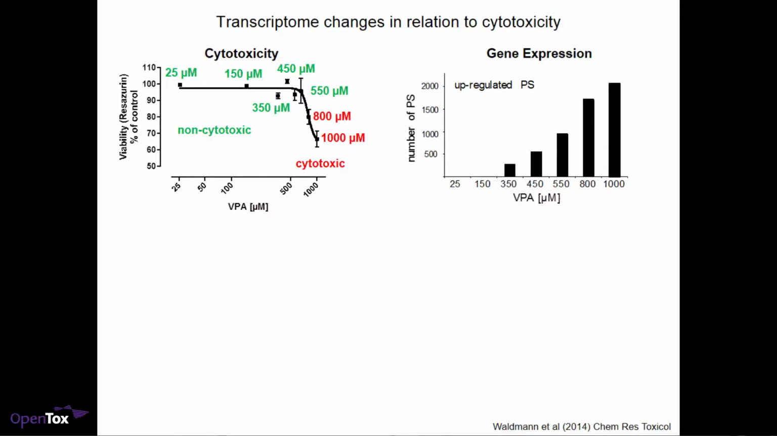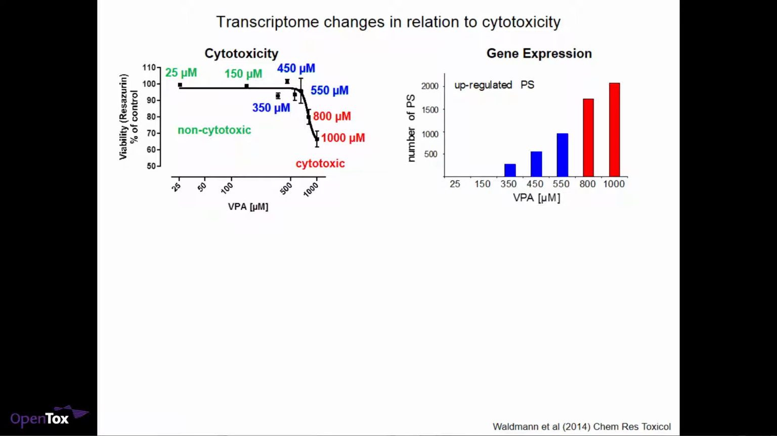So for each of these concentrations we did an Affymetrix whole transcriptome analysis, and in the first step, very simply, we counted the significantly differentially expressed probe sets. You can see here nicely that starting with 350 micromolar VPA the genes start to change. In red you have the cytotoxic concentrations, but already at 350 micromolar we start to have an effect on gene expression level, which we did not have on viability.